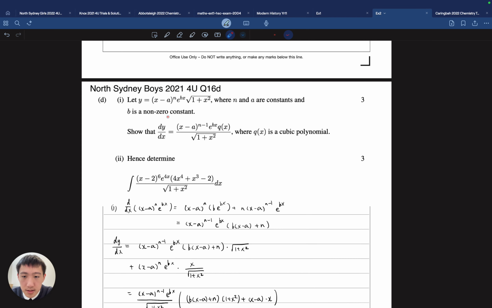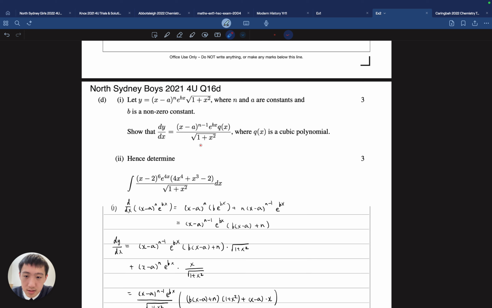So let's look at this Extension 2 question from North Sydney Boys. Question 16d is the last question, so you would expect it's going to be hard, but this one isn't actually really that hard. You can pause the video to look at the question. Now, the first part gives you a function that looks quite complex, right?